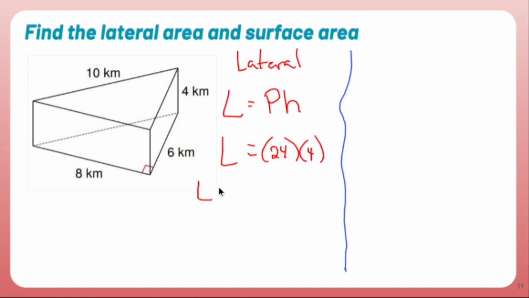And so the lateral area for this guy is 96. I can handle the math on this one. Now, this is kilometers, and we're talking about area. So the lateral area is kilometers squared, because with area, you square your units. That is the lateral area.